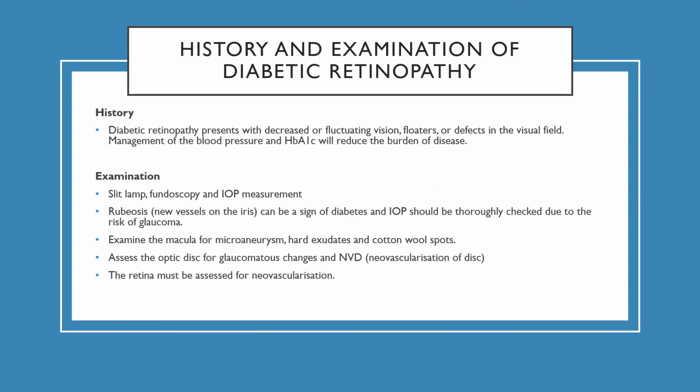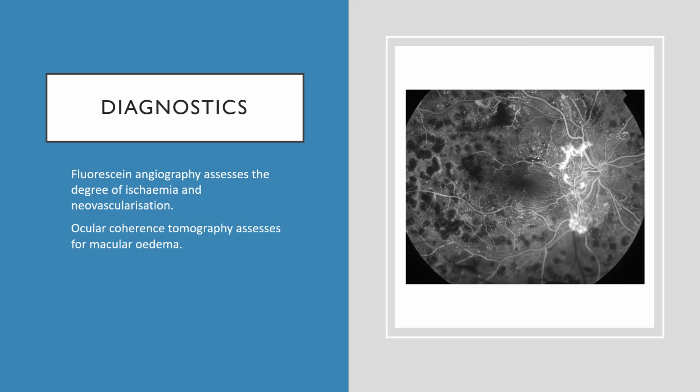Rubeosis or new vessels of the iris are significant signs of diabetes and should also be checked due to the risk of glaucoma. Neovascularization of the disc, as well as changes in the macula, such as microaneurysms, hard exudates, and cotton wool spots, are important. Further diagnostic checks or investigations include FA, or fluorescein angiography, which assesses the degree of ischemia and neovascularization. Ocular coherence tomography can also be used to see the significance of the edema around the macula.